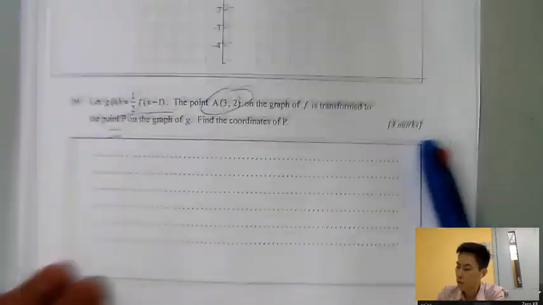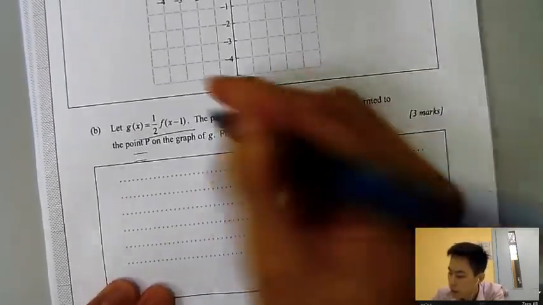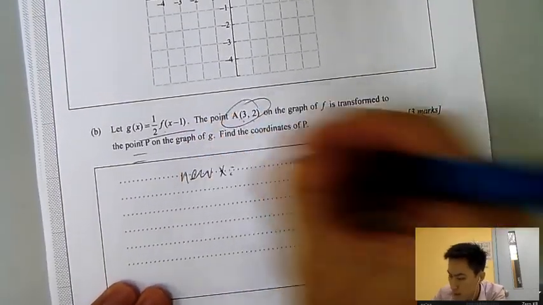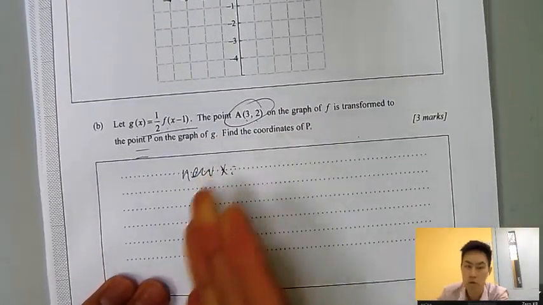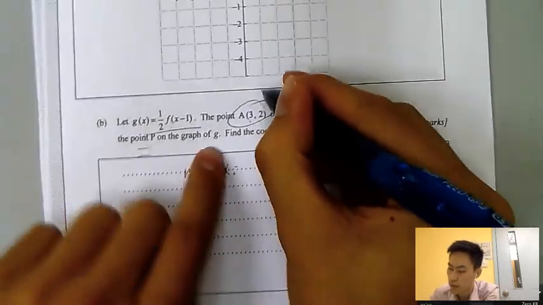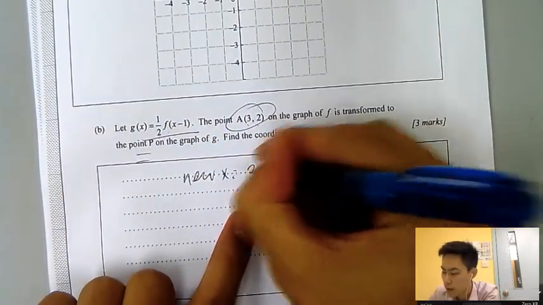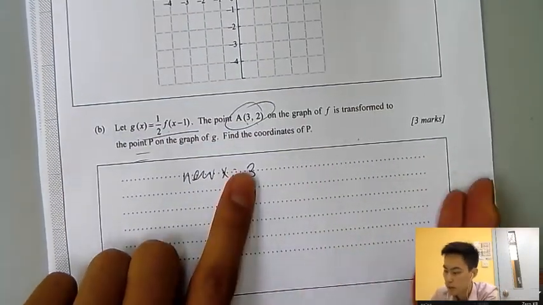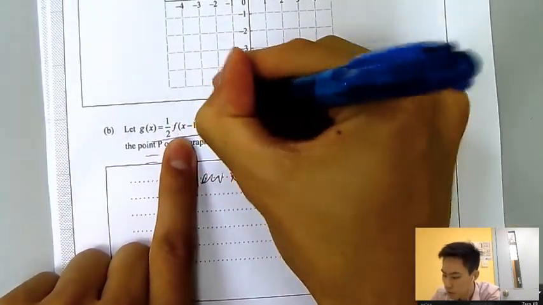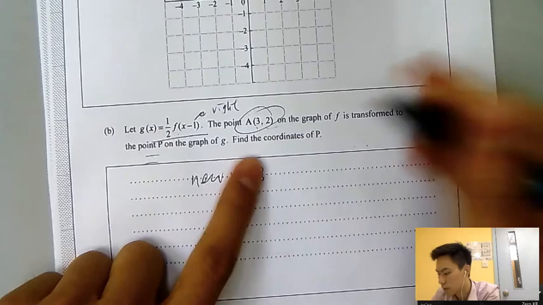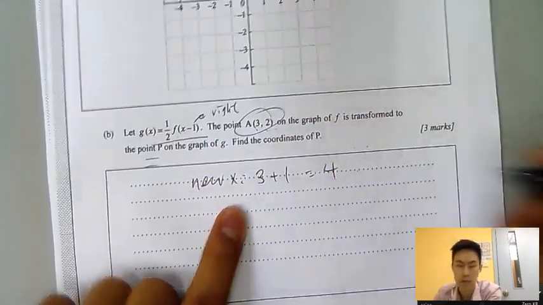So basically question B, very easy. For the new x, we just look at inside the bracket. What's the change? The minus 1 goes right. Originally here is 3, goes right, it means the x increased by 1. So this minus 1 tells you that the graph goes right. So increased by 1, so 3 plus 1 is equal to 4.